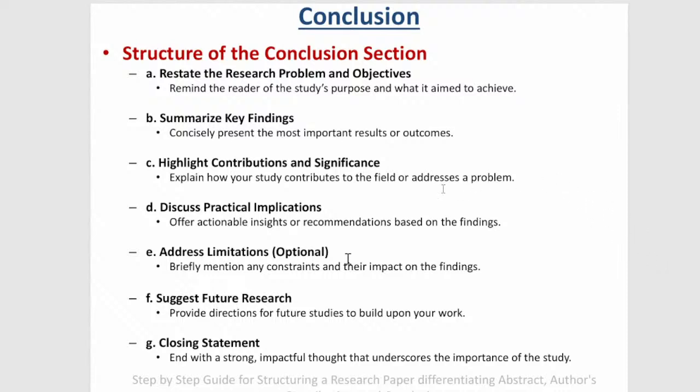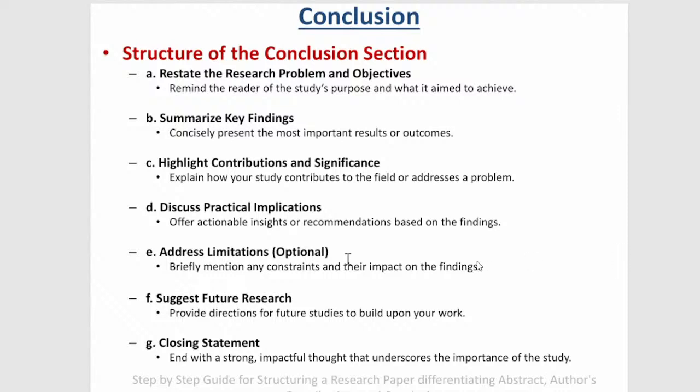It summarizes the key findings. We have to add in the conclusion once again what its purpose was and what it was aiming to achieve. Has it achieved that? What are the key findings? We need to concisely present the most important results or outcomes. We need to highlight the contributions and significance, which explain how our study contributes to the field or addresses a problem. That can be a highlighted contribution, not in great detail. It should be concise, of course.